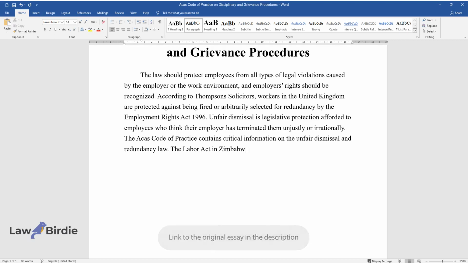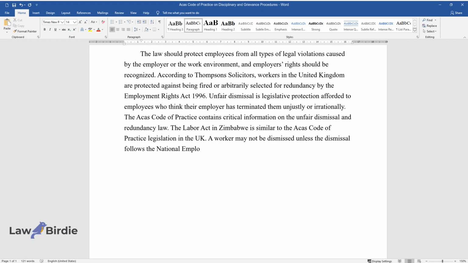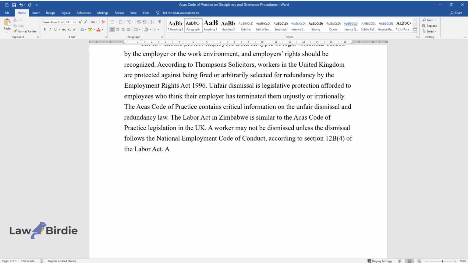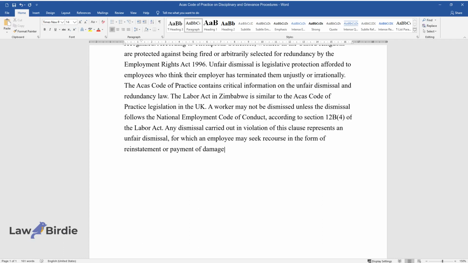The Labor Act in Zimbabwe is similar to the Acas Code of Practice legislation in the UK. A worker may not be dismissed unless the dismissal follows the National Employment Code of Conduct, according to Section 12b(4) of the Labor Act. Any dismissal carried out in violation of this clause represents an unfair dismissal, for which an employee may seek recourse in the form of reinstatement or payment of damages.